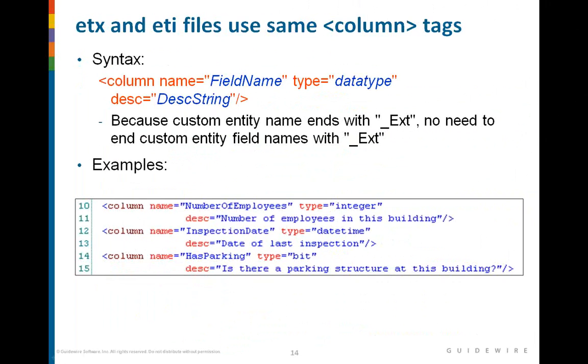And you can see the examples here. Number of employees is of type integer, inspection date is of type datetime, and has parking is of type boolean, which is a bit here. So you can see the different data values that you can store here. And another data field is a string. A string can be stored with the type varchar.